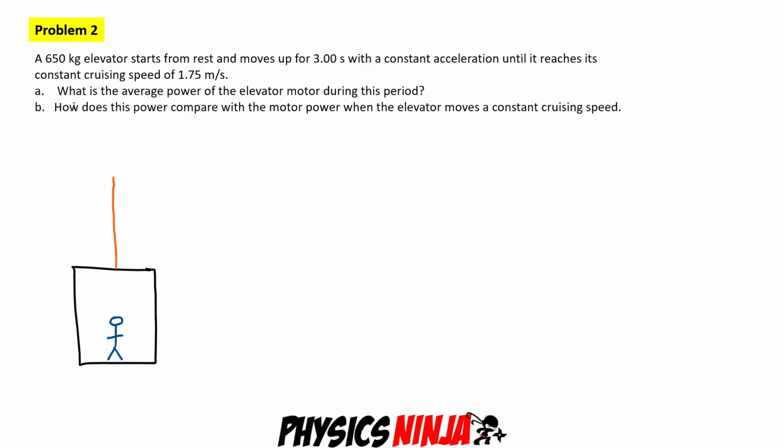All right, here's our second problem. We have a 650 kg elevator, starts from rest and moves up for 3 seconds with constant acceleration until it reaches its cruising speed of 1.75 meters per second. Part A says, what is the average power of the elevator motor during this period? Part B says, how does this power compare to the motor power when the elevator moves at a constant cruising speed? All right, let's highlight some key terms here.